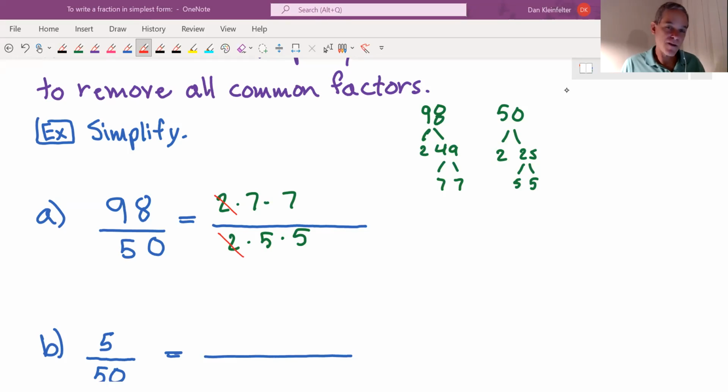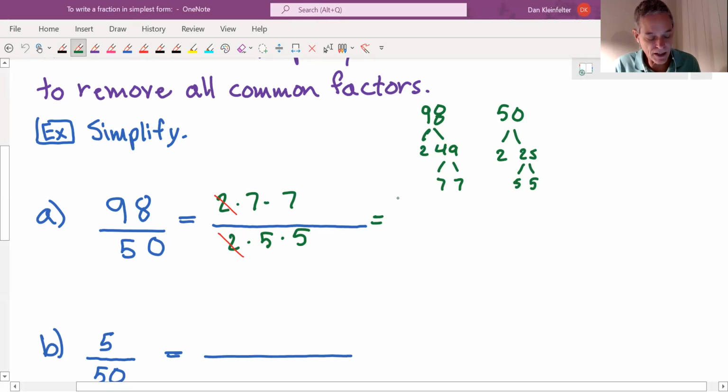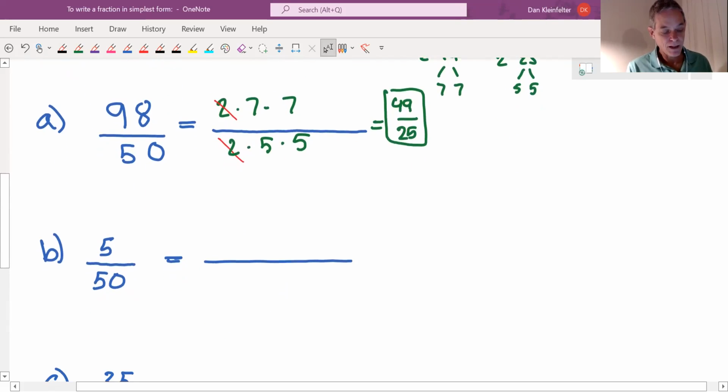All right, so now that we've divided the numerator and denominator by 2, what is left is in the numerator 7 times 7, or 49, and then in the denominator 5 times 5, or 25. So at the end, we are left with 49/25. Okay, let's try that again.